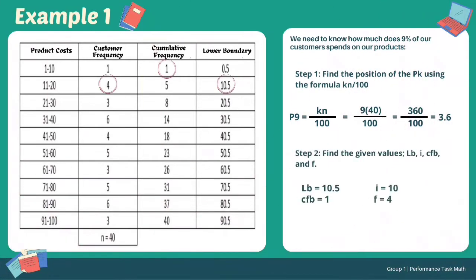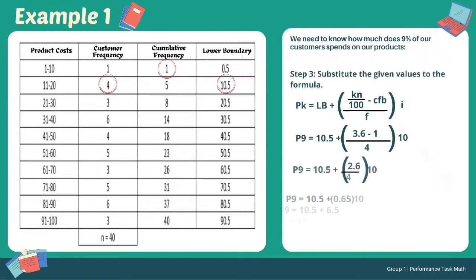After finding our kn over 100, we need to find the given values of the needed terms. As our kn over 100 fits on the 5 cumulative frequency class, its lower boundary would be 10.5, the cumulative frequency below would be 1, and its frequency would be 4. Now, let's substitute and solve. First, subtract the CFB, which is 1, from 3.6, which is the kn over 100. This would give us 2.6. Then divide it by the frequency, which is 4.